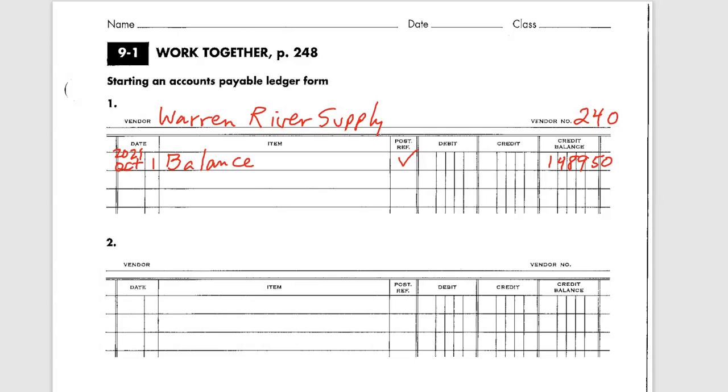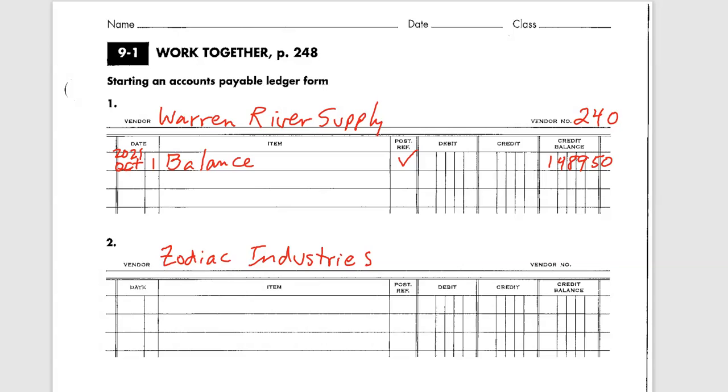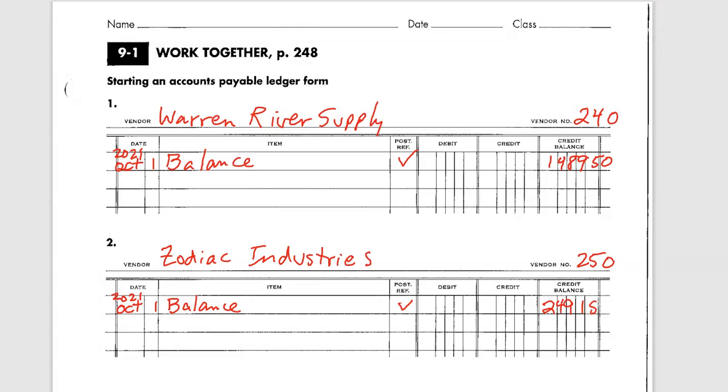Okay, so let's do number 2. Instruction number 2 right below that says start a new page for an accounts payable ledger account for Zodiac Industries. So Zodiac Industries will be another vendor. And we're told that it's vendor number 250, or it says account number, but same thing. All right, and for this one, again, on October the 1st of the current year, so 2021, October 1st, it is a beginning balance. It's not coming from a journal posting, so I'm going to put a check mark in the post reference. And the balance in this account from September the 30th was 2491.80. 2491 and 80 cents. Okay, and so that's basically it.